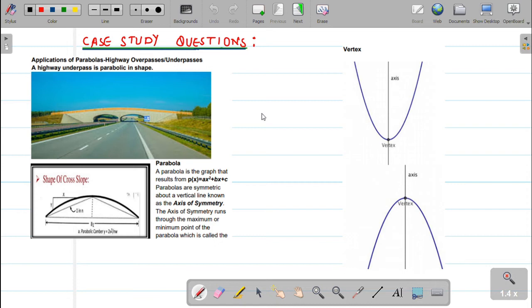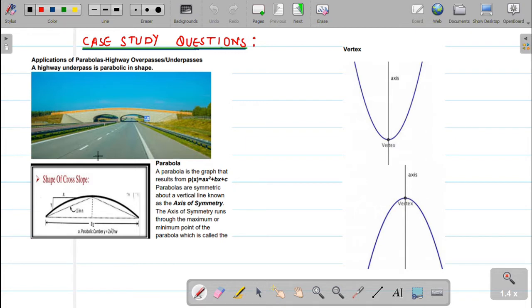Good morning, students. Today we will start discussing the case study questions. This is the latest pattern CBSE has given this year for grade 10. We will have 4 case study questions of 4 marks each. So today I have picked these 2 questions from the CBSE sample paper only, the latest one, and we'll discuss this.